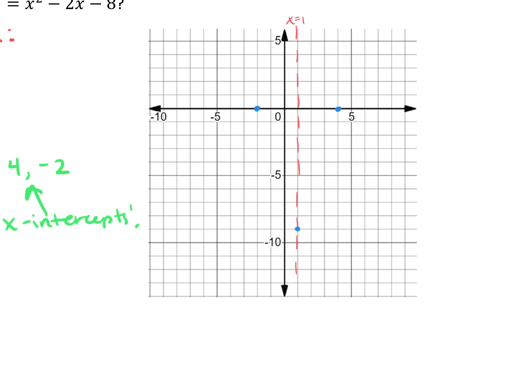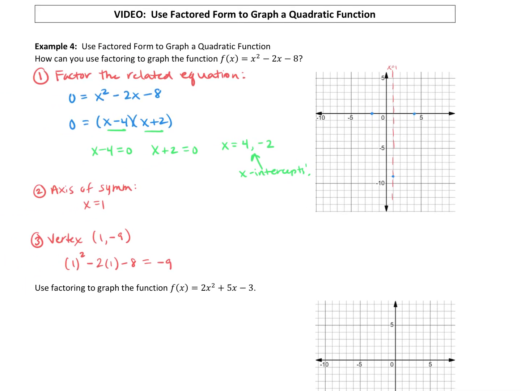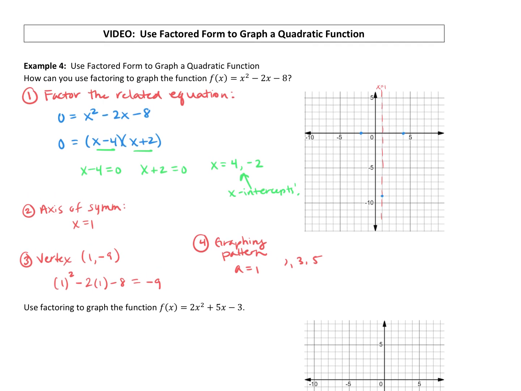We can see that the graph will head up toward those x-intercepts from the vertex, so that's looking pretty good. Our a value was a positive 1. This parabola we're drawing is going to open up, so everything's matching. Our fourth step is going to be our graphing pattern. So we look, our a value is a positive 1, so we have our 1, 3, 5 pattern. And now we can go back to our vertex and graph our pattern.